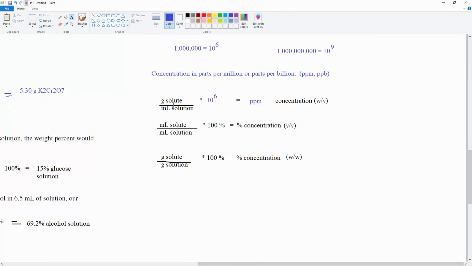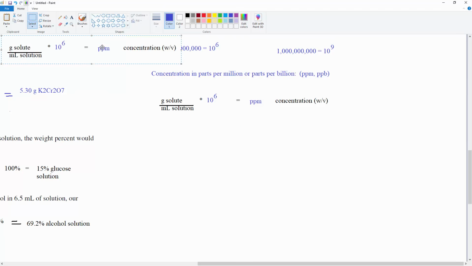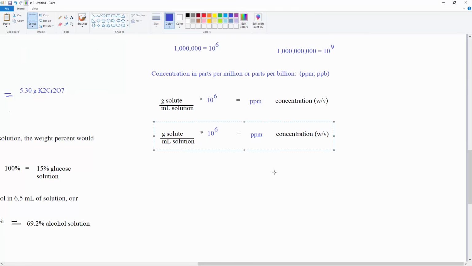And it's going to be the same for any of these. I could still do weight for volume, volume for volume, weight for weight. But generally speaking, it's going to be weight per volume. But what am I going to multiply this by in order to get parts per billion instead? Going to multiply it by a billion.